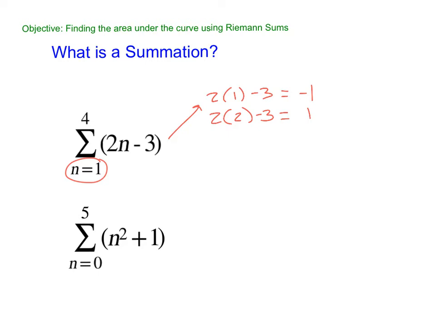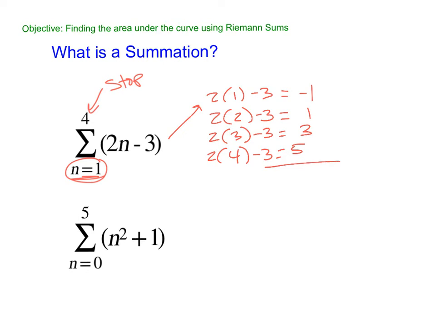Then we're going to plug in 3. 2 times 3 minus 3. 6 minus 3 is 3, and then we're going to plug in 4. Now we know to stop because of the number at the top, right? N is where we start, and we stop at 4, and then we add them all up, so we get 8. So our final answer, the summation of 2n minus 3 from 1 to 4, is 8, and it's always integer numbers, right? So pause and try the next one.